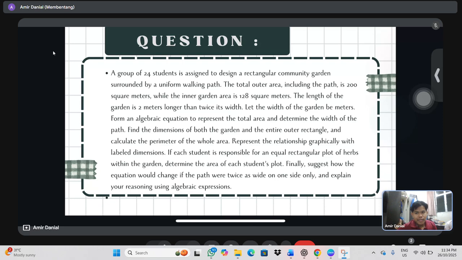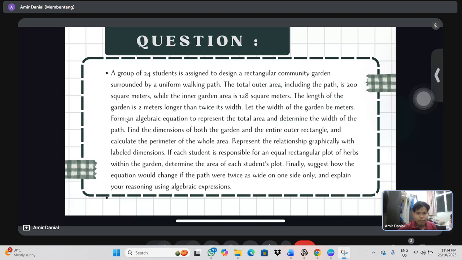And this question is: a group of 24 students is assigned to design a rectangular community garden surrounded by a uniform walking path. The total outer area including the path is 200 square meters, while the inner garden area is 120 square meters. The length of the garden is 2 meters longer than twice its width. Let the width of the garden be w meters. Form an algebraic equation to represent the total area and determine the width of the path.